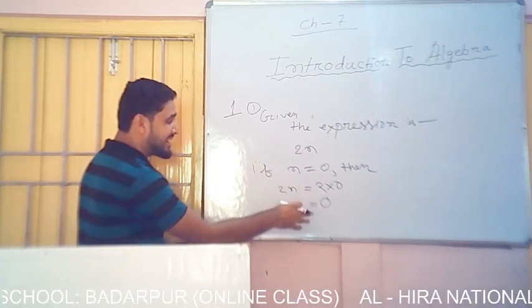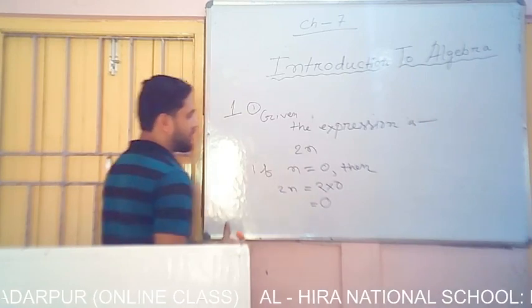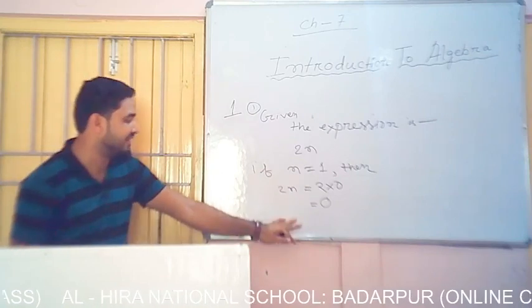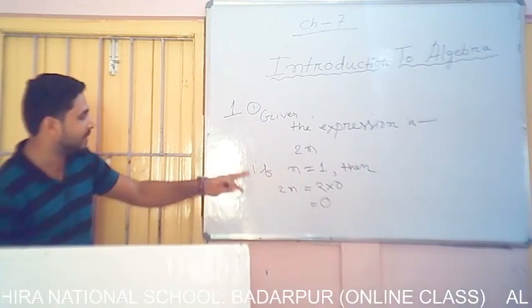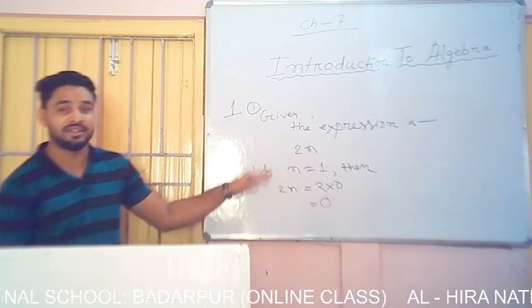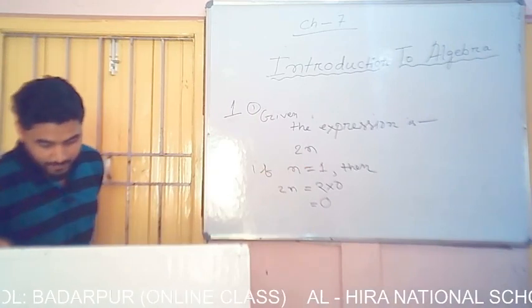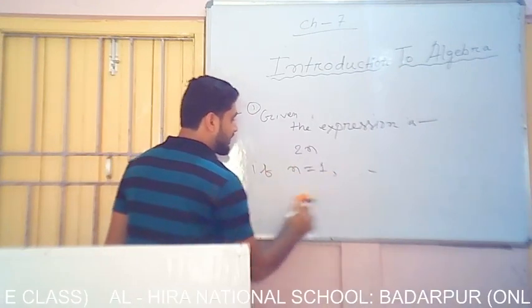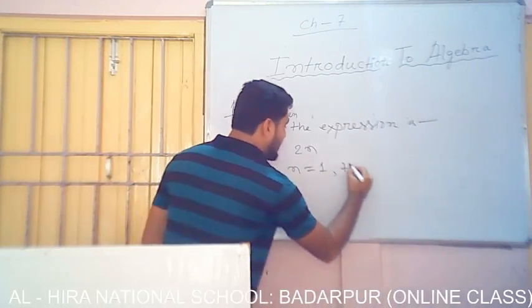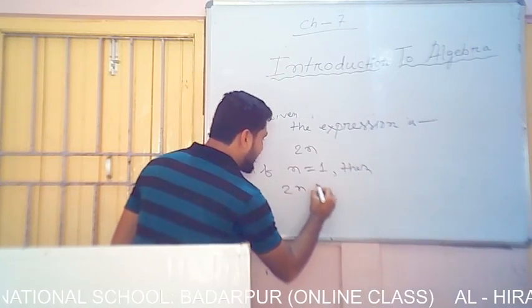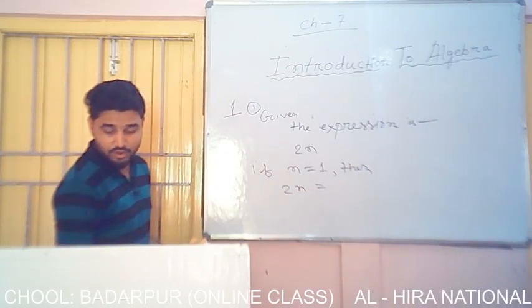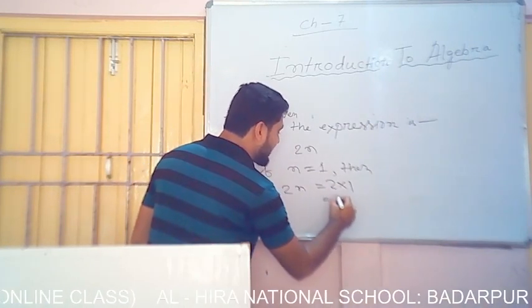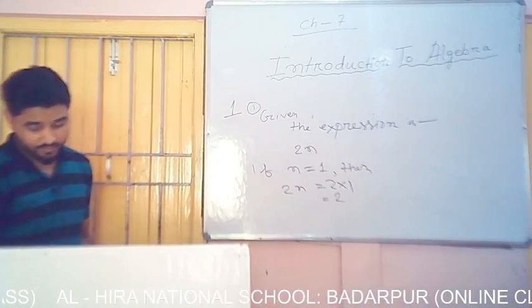So you just repeat this one. If n equals 1, like this you write. So if n equals 1, then 2n equals 2 into 1. That means 2 into 1 means 2.